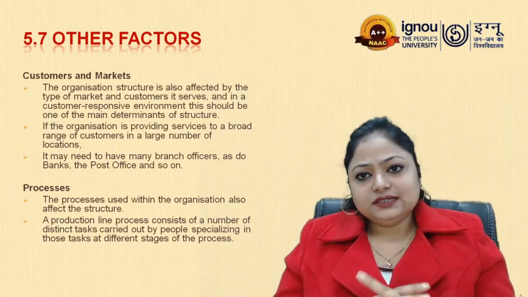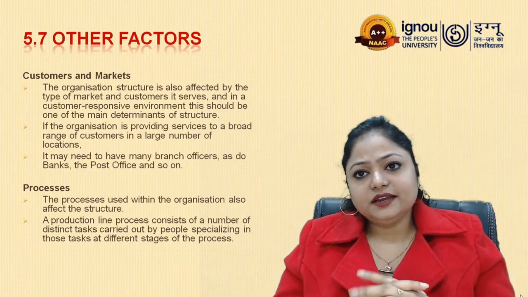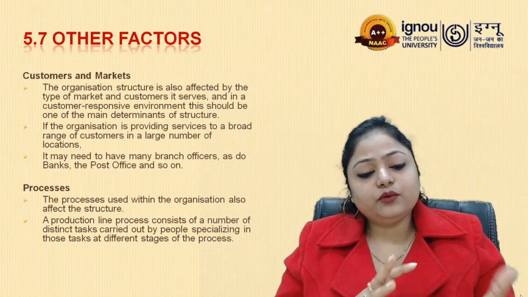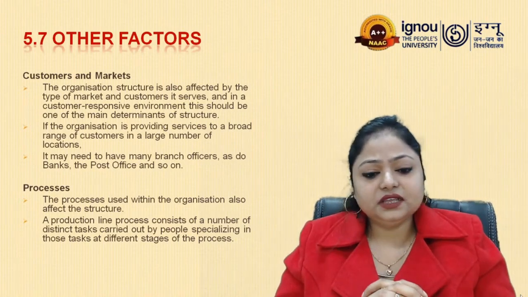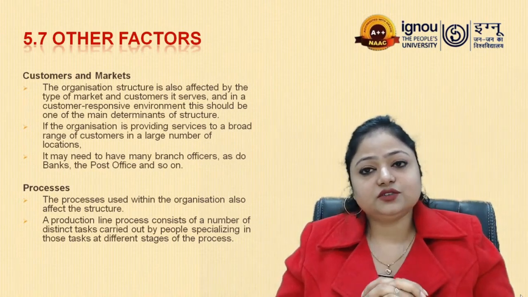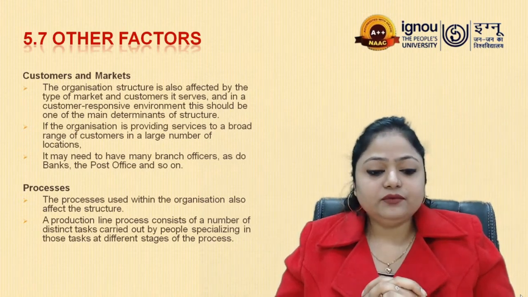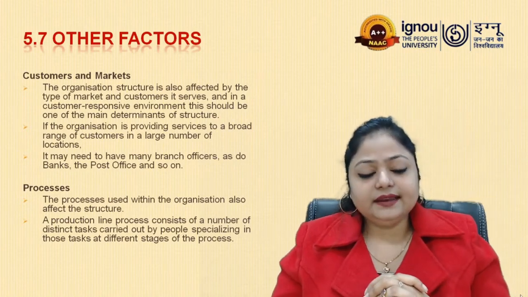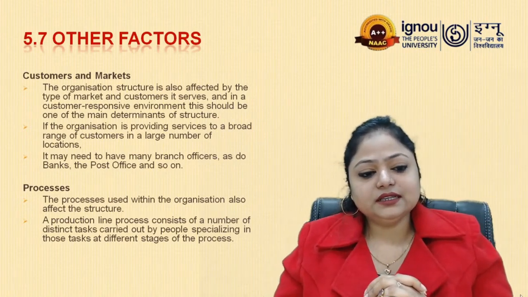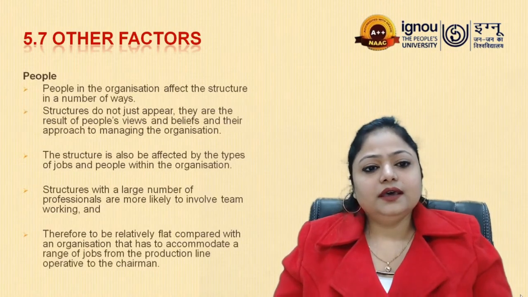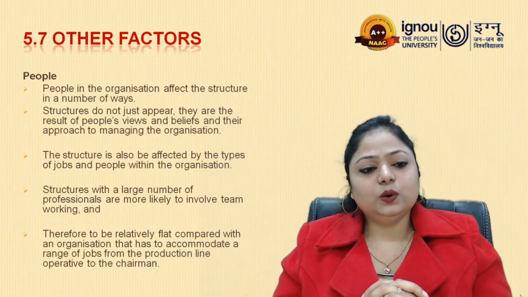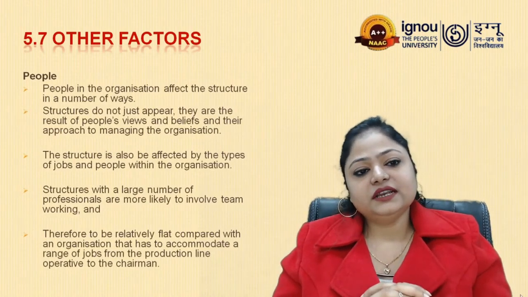Then there are various processes that are conducted for the entire organization. The processes used within the organization also affect the entire structure. A production line process consists of a number of distinct tasks carried out by people specializing in those tasks at different stages of the process. Then people associated with the organization also affect the overall organizational structure.